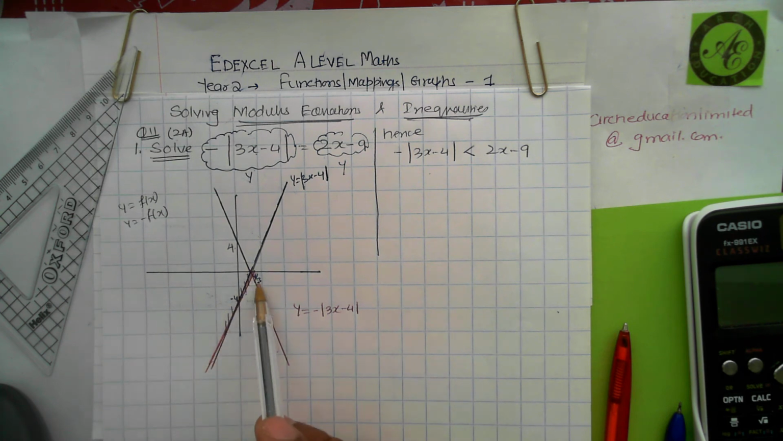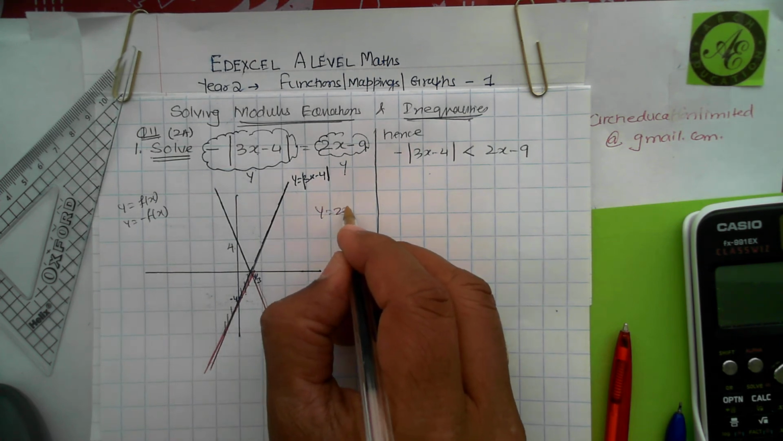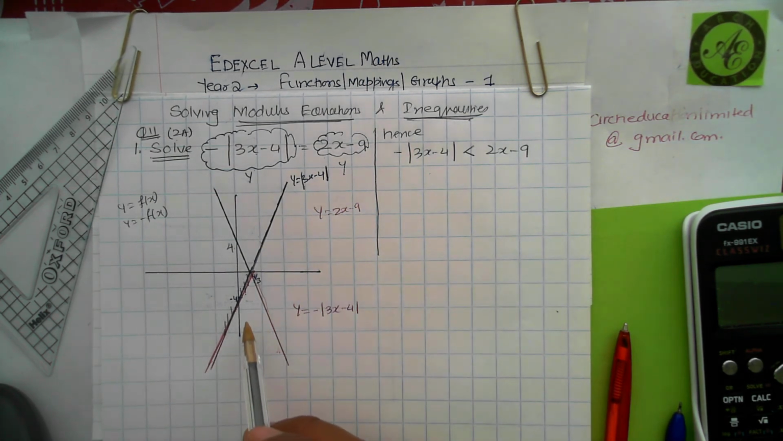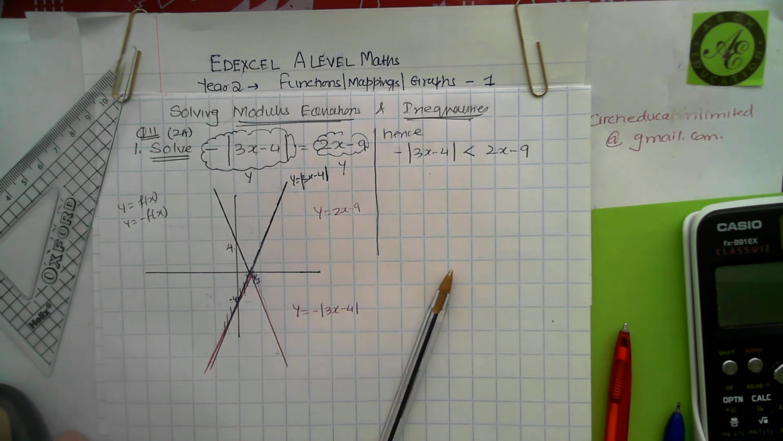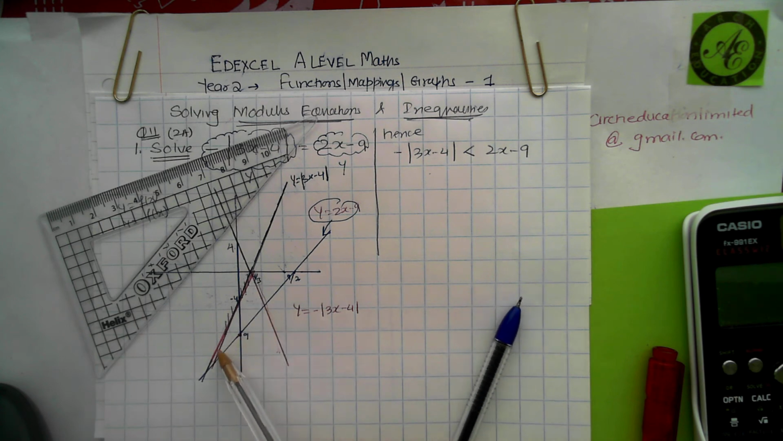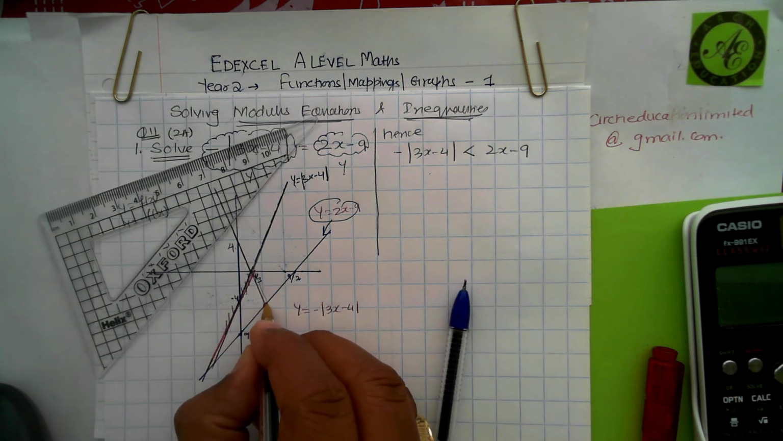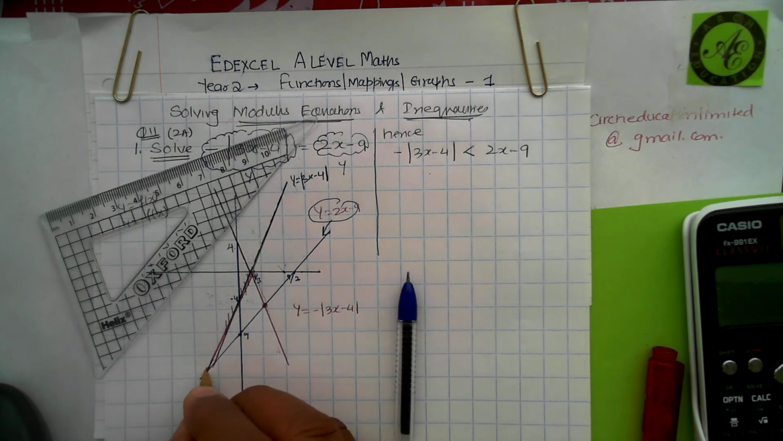Now guys, we're going to be drawing on the same grid the graph of y equals 2x minus 9, which should be a straightforward graph. Okay, that should be a straight line graph. Let's draw that now. So the sketch of the graph is this blue line which I've drawn there, and you can see this blue line meets the red V in 2 points there.